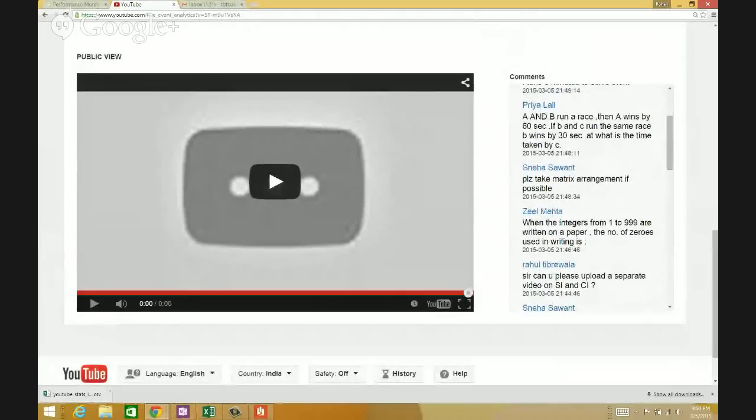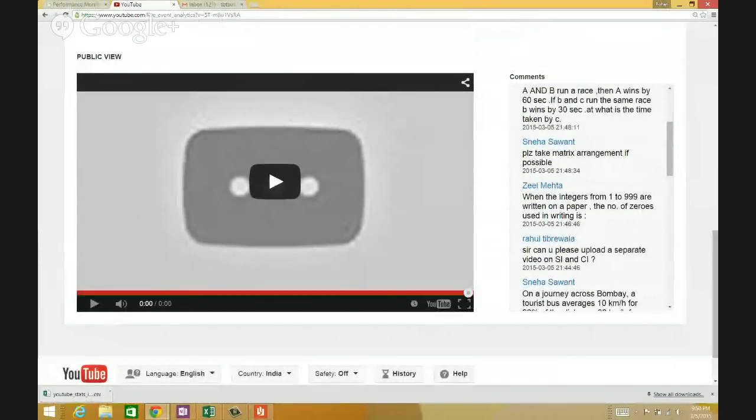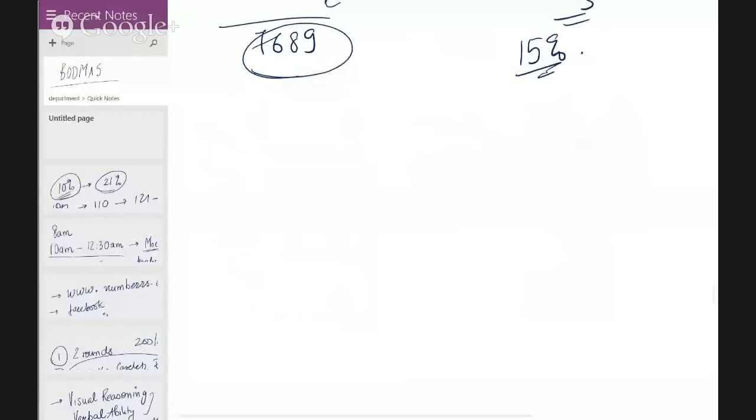When the integers 1 to 999 are written on paper, the number of zeros used in writing is... Okay, Zila, you like referring to some CAT book or something for such questions. 1 to 999. You're writing 1 to 999, and we count the number of times you see a zero. So where do you have a zero? You have a zero in 10, 20, 30. You'll count like that over. Obviously not. So where can zeros come? Zeros can come at the last place and the second last place. In the first place, zero cannot come because it's a 3-digit number.